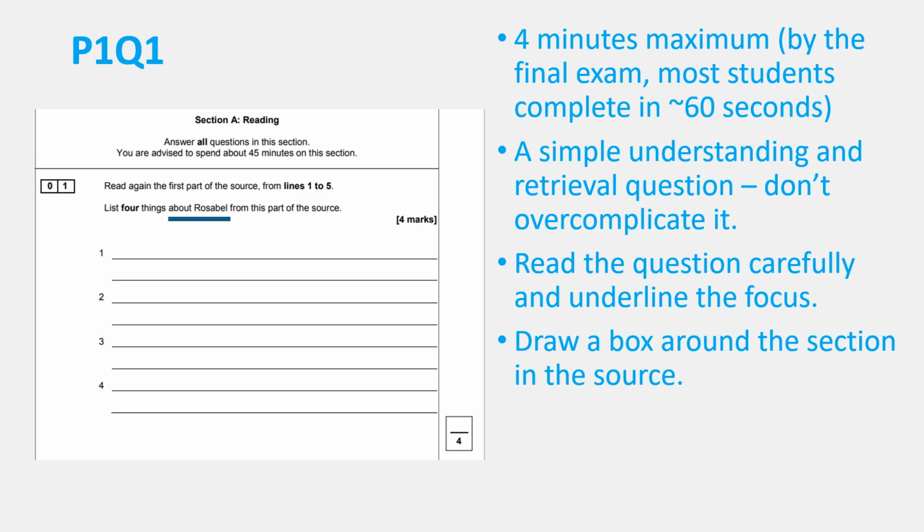The next most common reason why people drop marks on this question is that they bring in information from outside of the lines given. So if we look at the start of the question again, read again the first part of the source from lines 1 to 5. If you bring in information that is outside of lines 1 to 5, you will not be credited for it. And again, in the stress of an exam, that is something that can sometimes happen. There is a very simple way around that though, which we'll look at in the next slide.